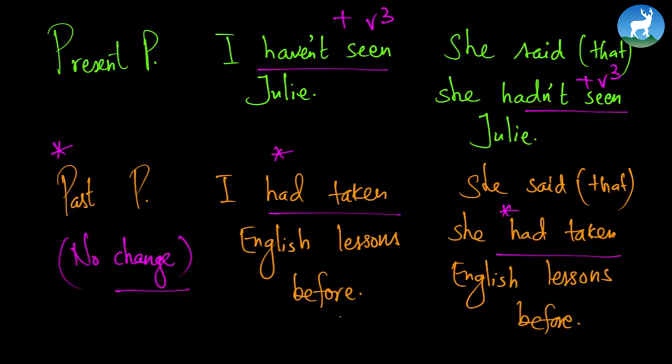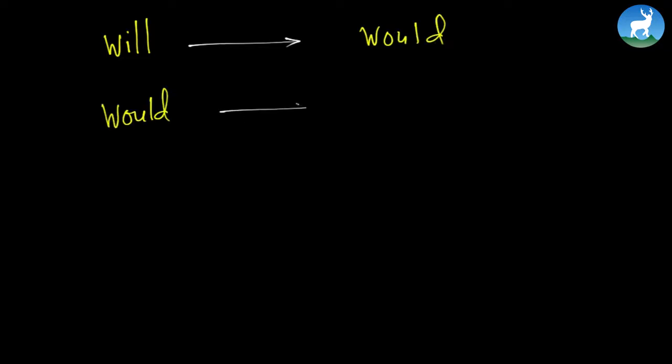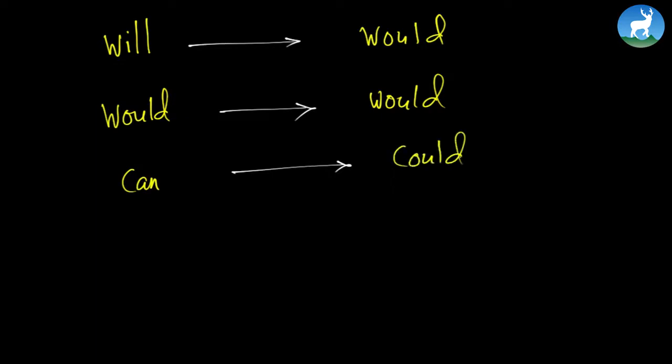Let's write some rules on how verbs are changed when the reporting verb is in past tense. When the reporting verb is in past tense, will is changed into what? Would. Very good. Would is not changed, would is left as would. Can is changed into could. Very good. Likewise, could is changed into nothing. There is no change. Could is not changed.